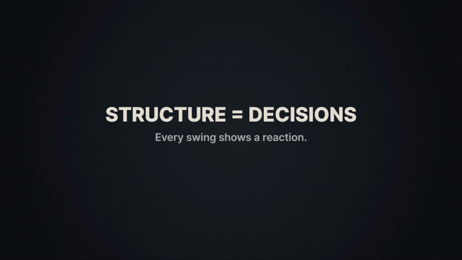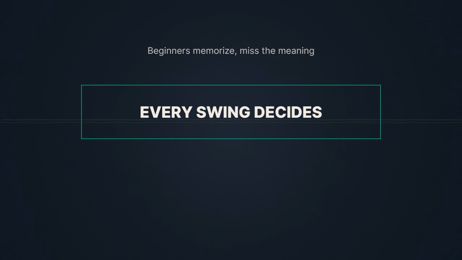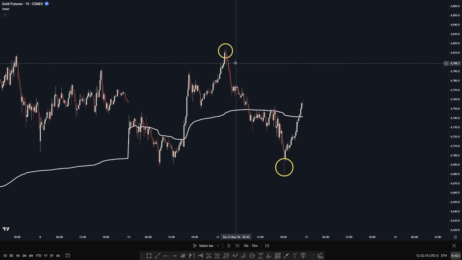This is why market structure matters. Beginners memorize higher highs, but they often miss what those points mean. Every swing is a decision point. Someone entered there. Someone exited there. Someone placed a stop there.